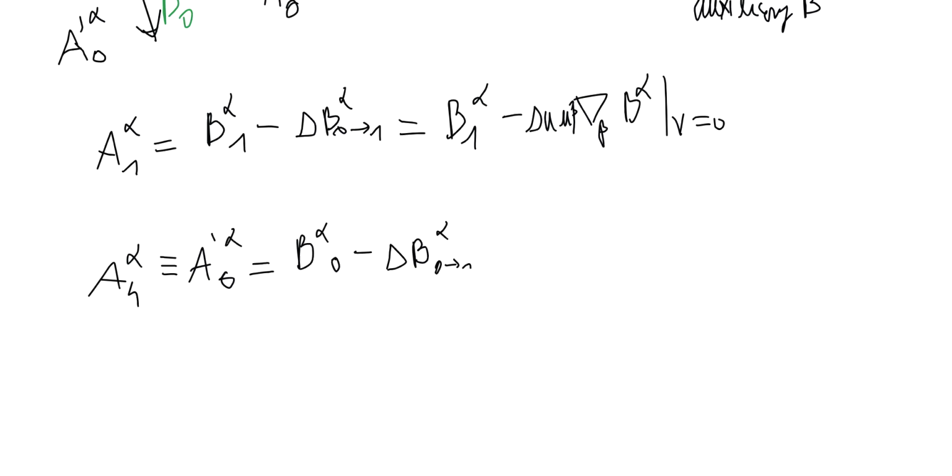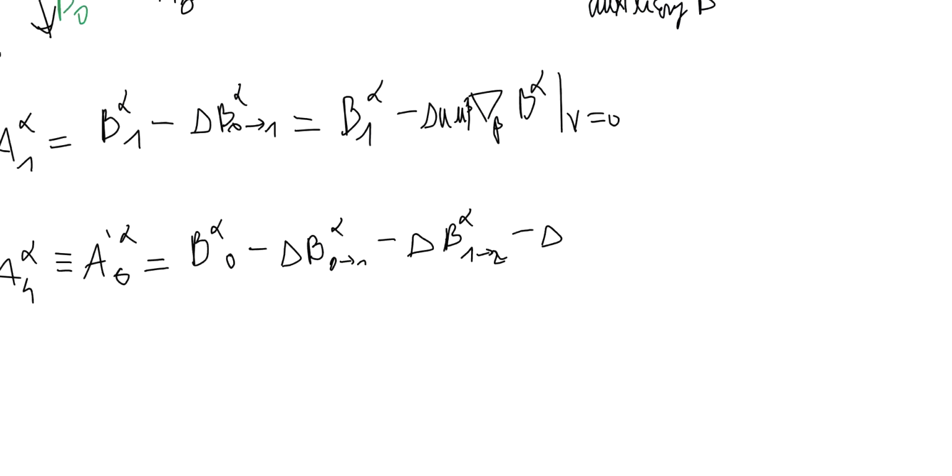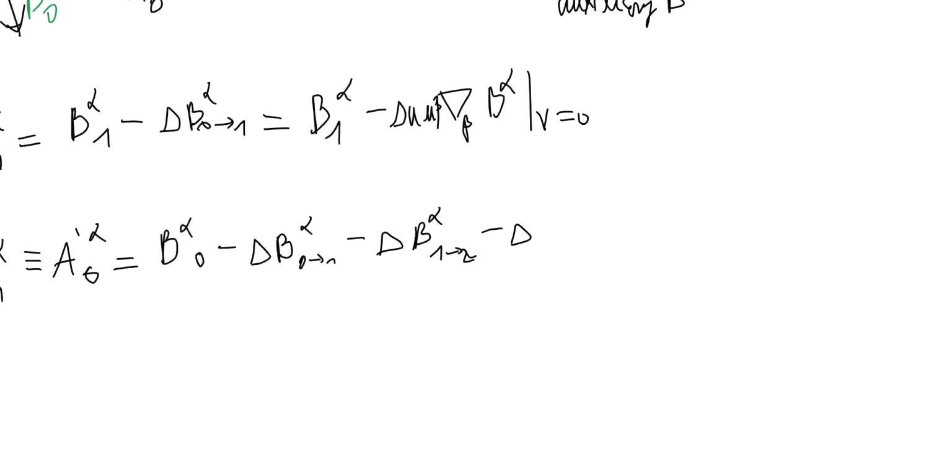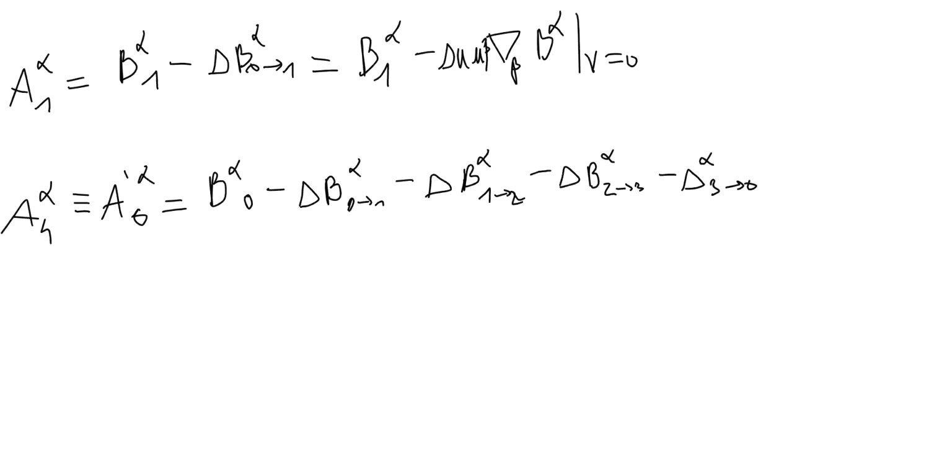minus delta P 1 to 2 alpha minus delta P from 2 to 3 alpha minus delta 3 to 0 alpha. We're all happy. P alpha 0, this is just A alpha 0, they're the same.